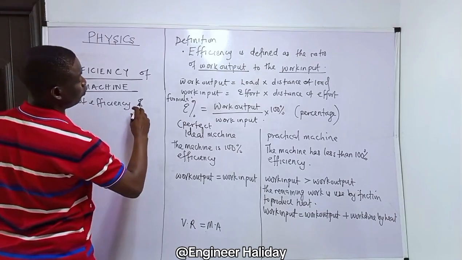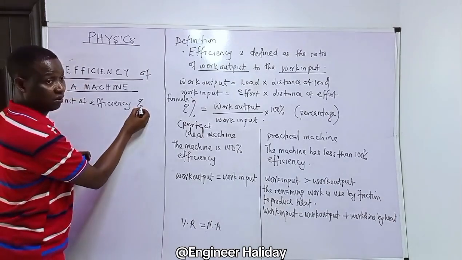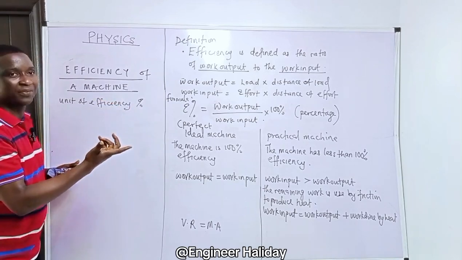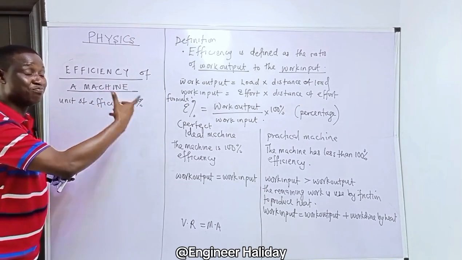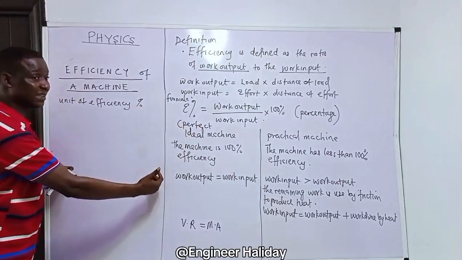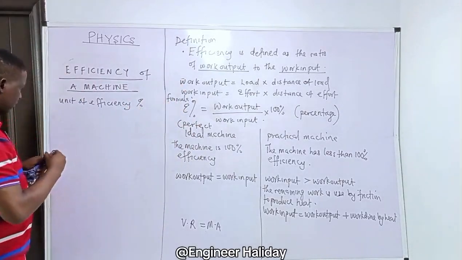So we convert it to what? That's why this one does not have a dimension. If it were a physics unit, it would be supposed to have a dimension, but it does not have a dimension. That means that it's a mathematical unit. Though we leave our answer in percentage when we solve for efficiency. Take note of that.